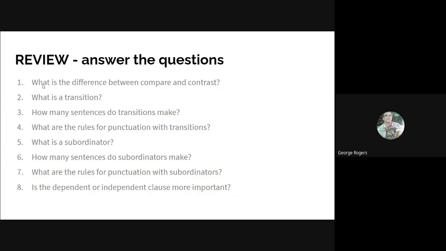Here's the first question. What is the difference between compare and contrast? Right? So again, try to think about that. What is a transition? How many sentences do transitions make? How many can you get? Kind of think about it. We talked about it. What are the rules for punctuation of transitions?